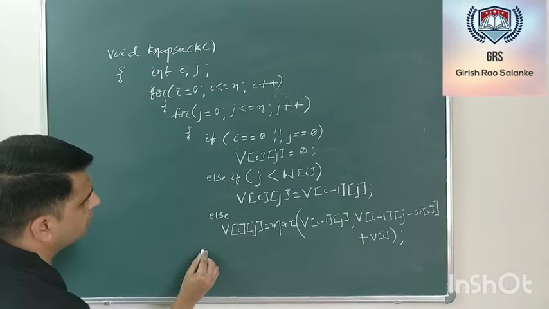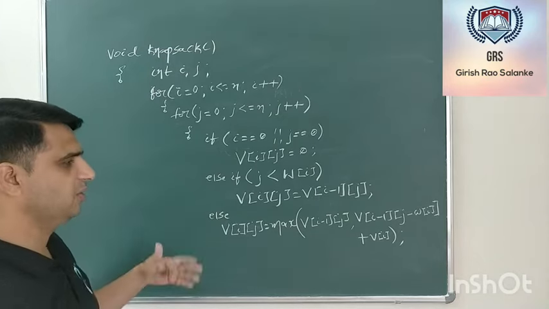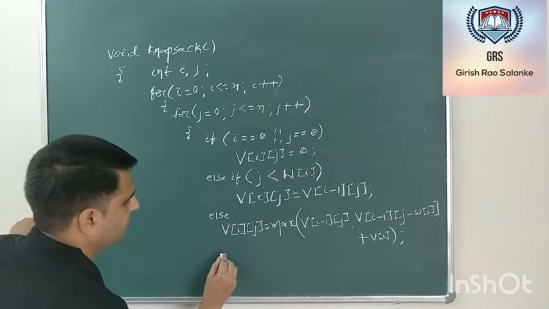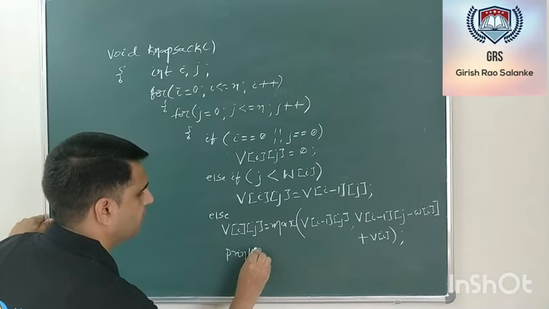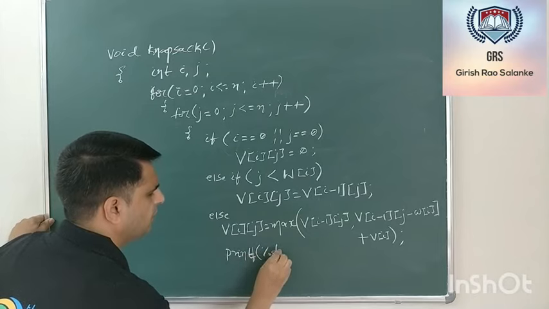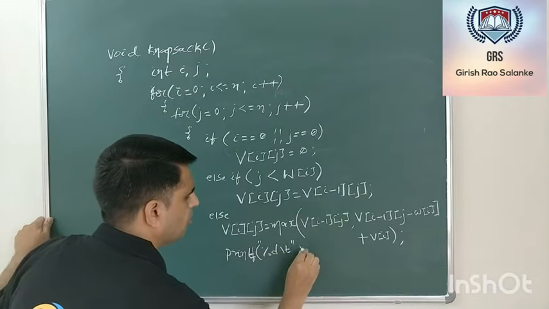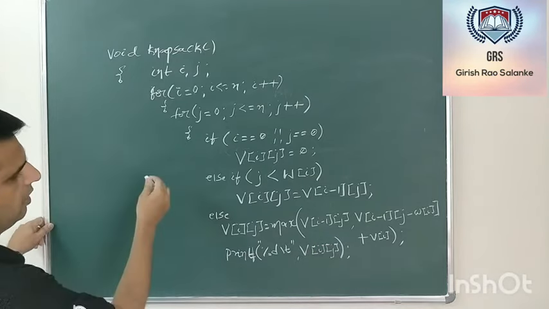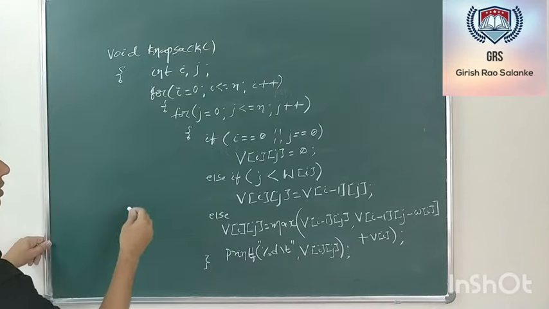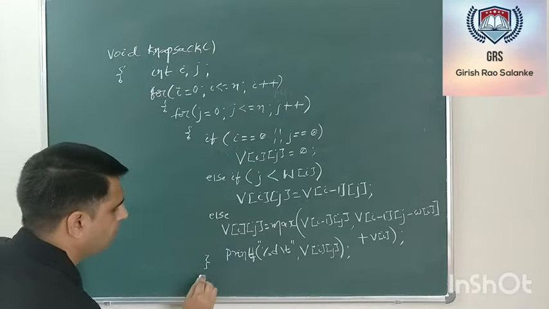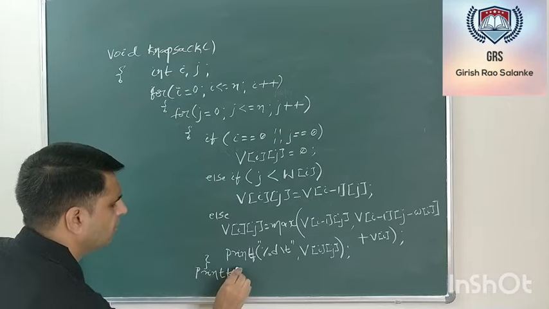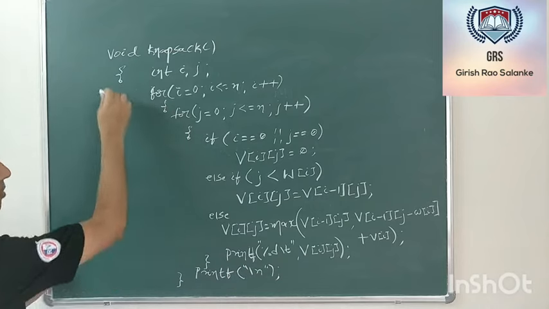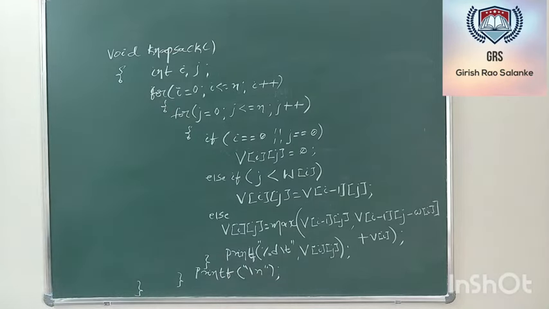Then you close this. If you want to print this table also, you can print it. What you can do, you can put a printf here itself. Printf percentage d, a tab space, capital V of i j. Now close this first for loop. Now if you want to print it in a tabular form, have a new line after the first row. Close the second for loop here, and then this function.